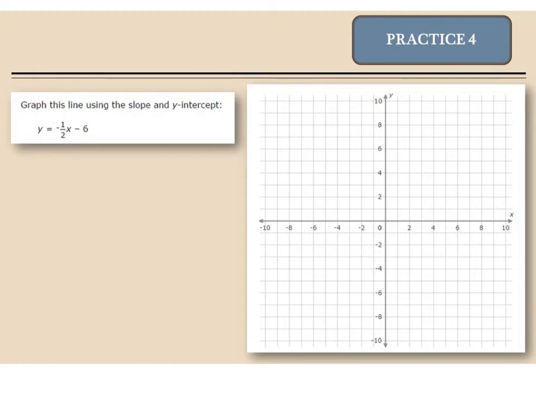Your practice 4 is for you to graph the line y equals negative 1/2 x minus 6. Do that problem now.